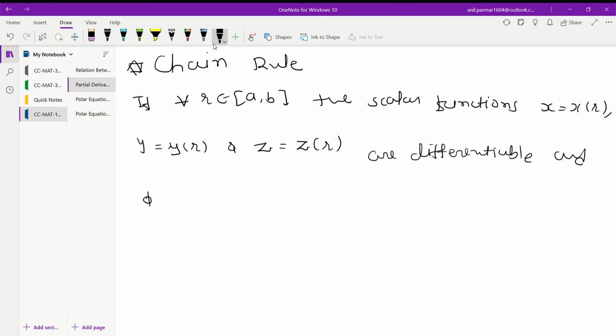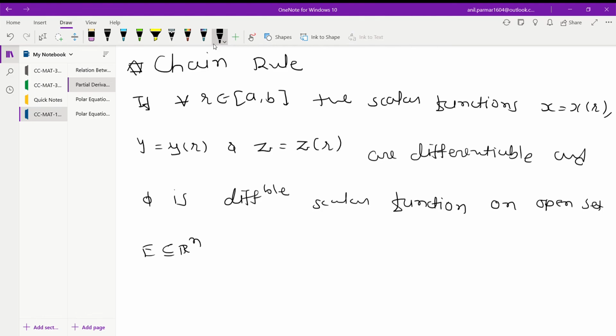and phi is differentiable scalar function on open set E, which is subset of Rn, then d by dr phi of x of r, y of r, z of r, એટલે કે phi છે x, y અને z નું ફંક્શન છે એની વાત છે.